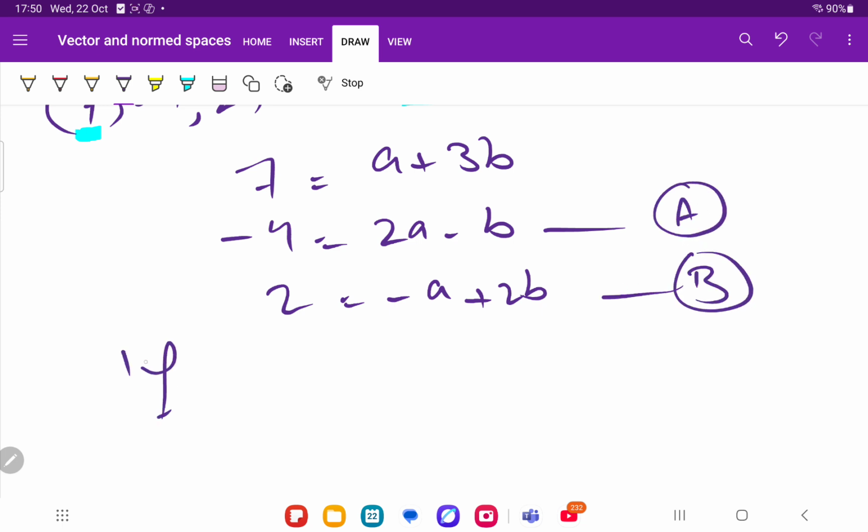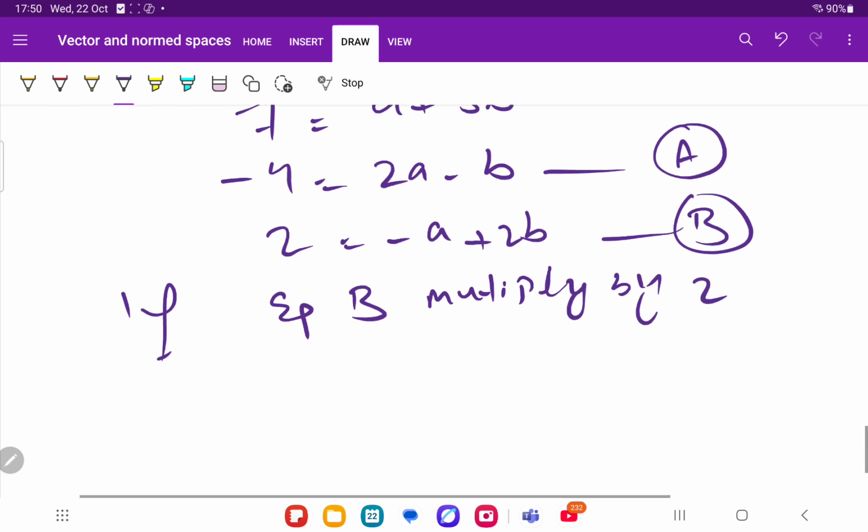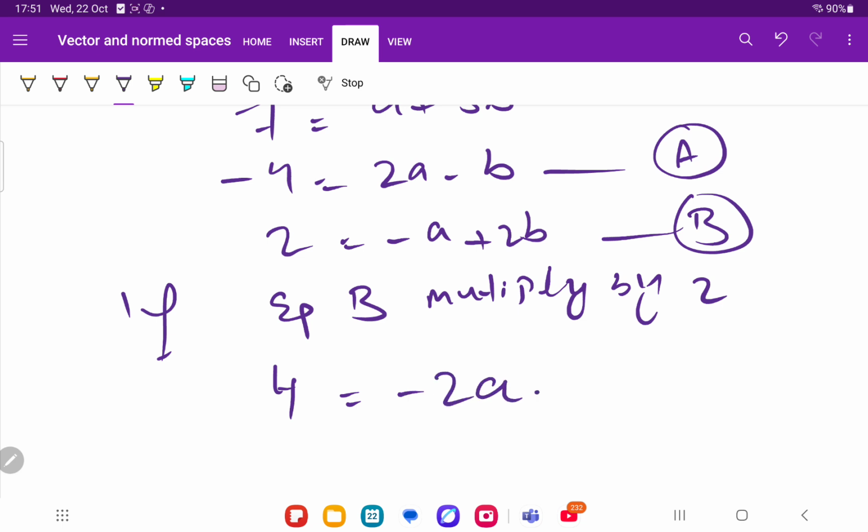If we multiply equation B by 2, what would happen? It will change to 4 is equal to minus 2a plus 4b. If equation B is multiplied by 2, we get 4 equals minus 2a plus 4b, isn't it? Yes. So that is equation C.